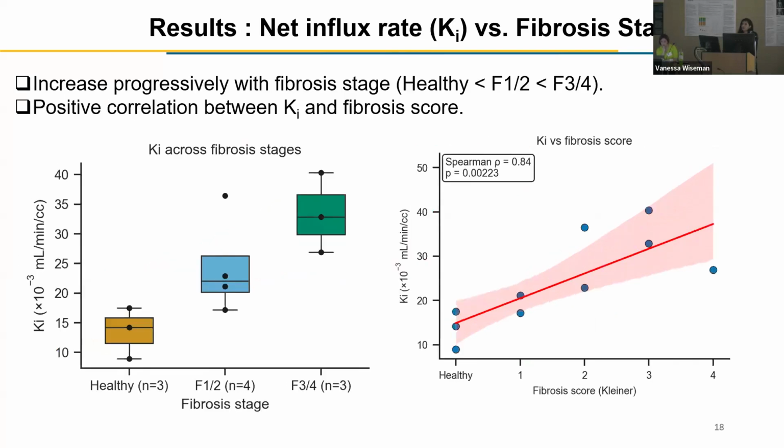Finally, we looked at Ki, which was also plotted across the fibrosis stages, and it shows the same trend, increasing progressively with the fibrosis stage, and the correlation is also positive and strong. But SUVR still outperforms these 2 metrics.